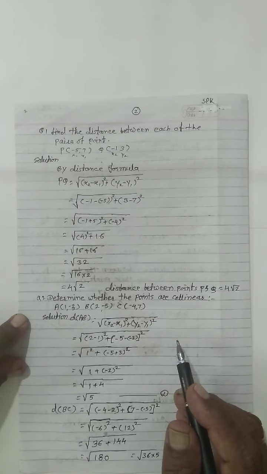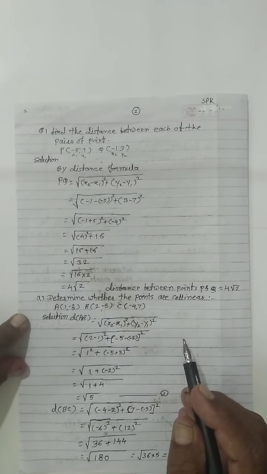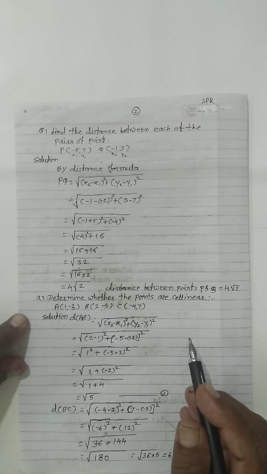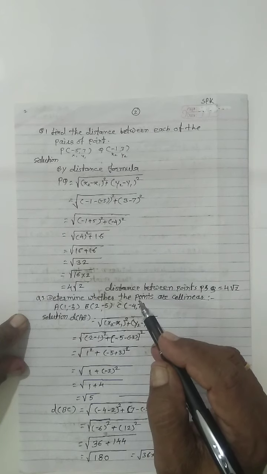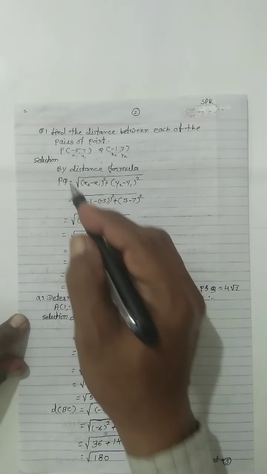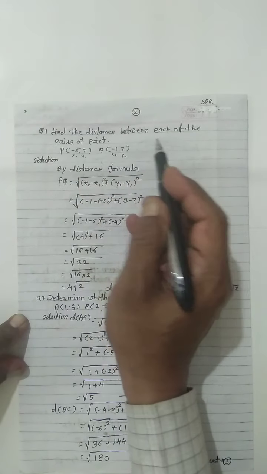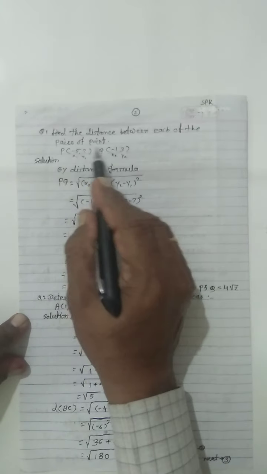Now we study coordinate geometry. Yesterday we saw the distance formula. Today we are going to see some examples. See the example: find the distance between each of the pairs of points.